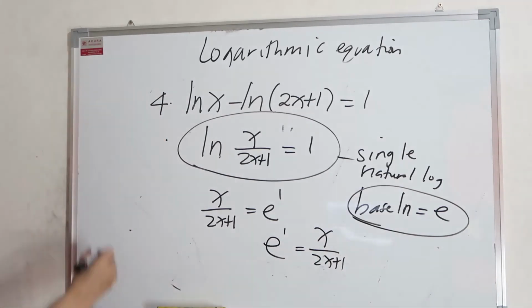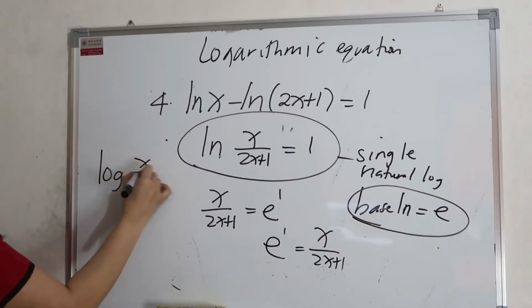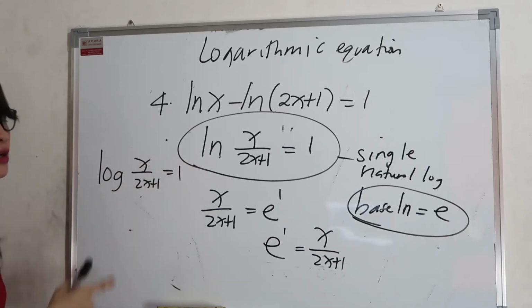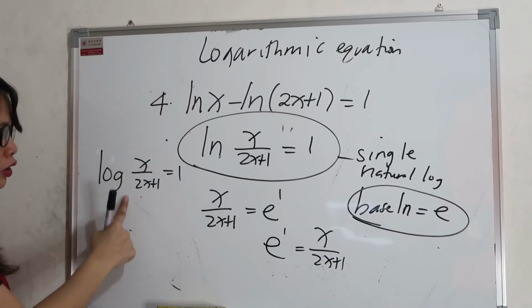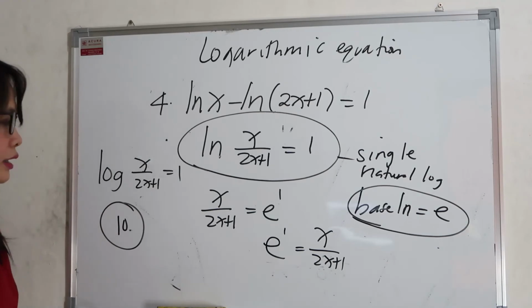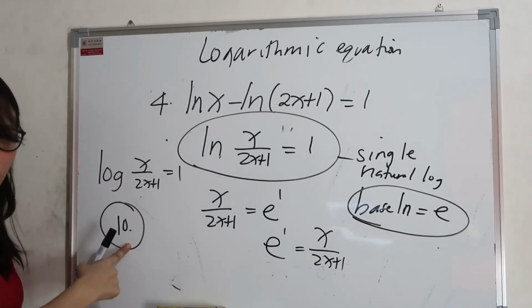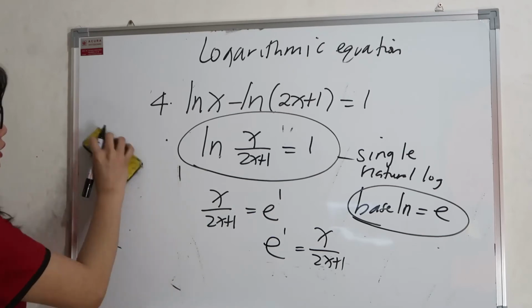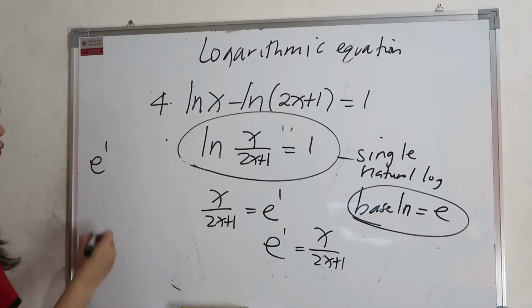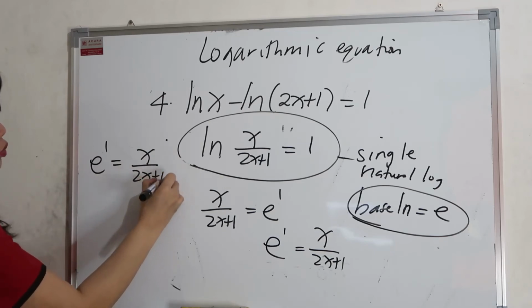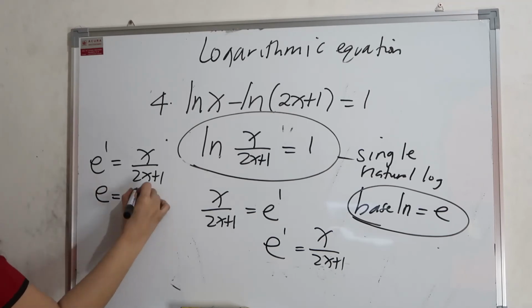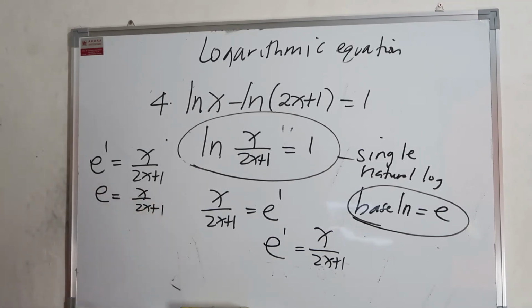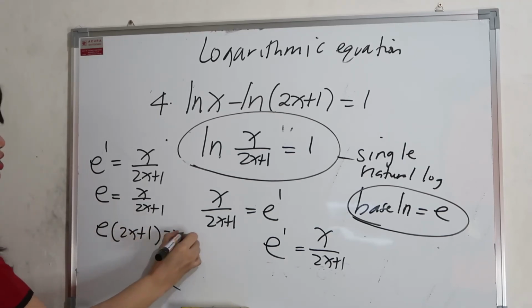Okay? Miss, what if the given is log x over 2x plus 1 equals 1? So what's the base of log? Kapag ganito yung given. Okay? So the base of log is 10. Lagi yun. If there's no given base, automatically the base of logarithm is 10. Okay? So going back, we do have e raised to 1 equals x over 2x plus 1. But what is e raised to 1? e raised to 1 is e. Okay? So we have e equals x over 2x plus 1. And then you cross multiply. So we have e multiplied by 2x plus 1 equals x.